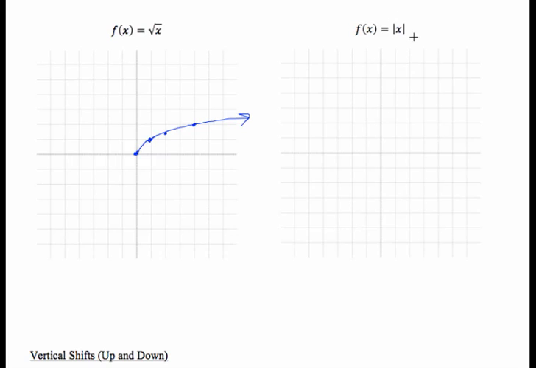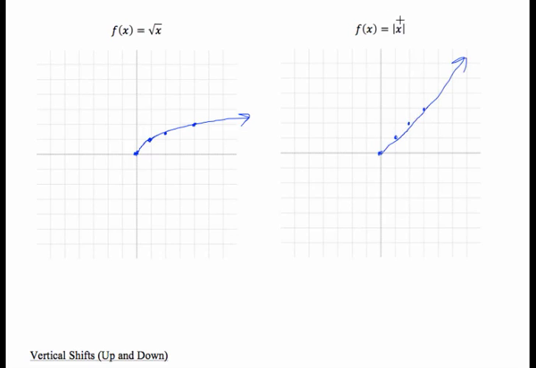Absolute value of x, we learned in the last section, has a V shape. So let's plug in some positive and negative numbers. We'll start with 0. Absolute value of 0 is 0. Absolute value of 1 is 1, so it goes through 1, 1. Absolute value of 2 is 2. Absolute value of 3 is 3, and so on.